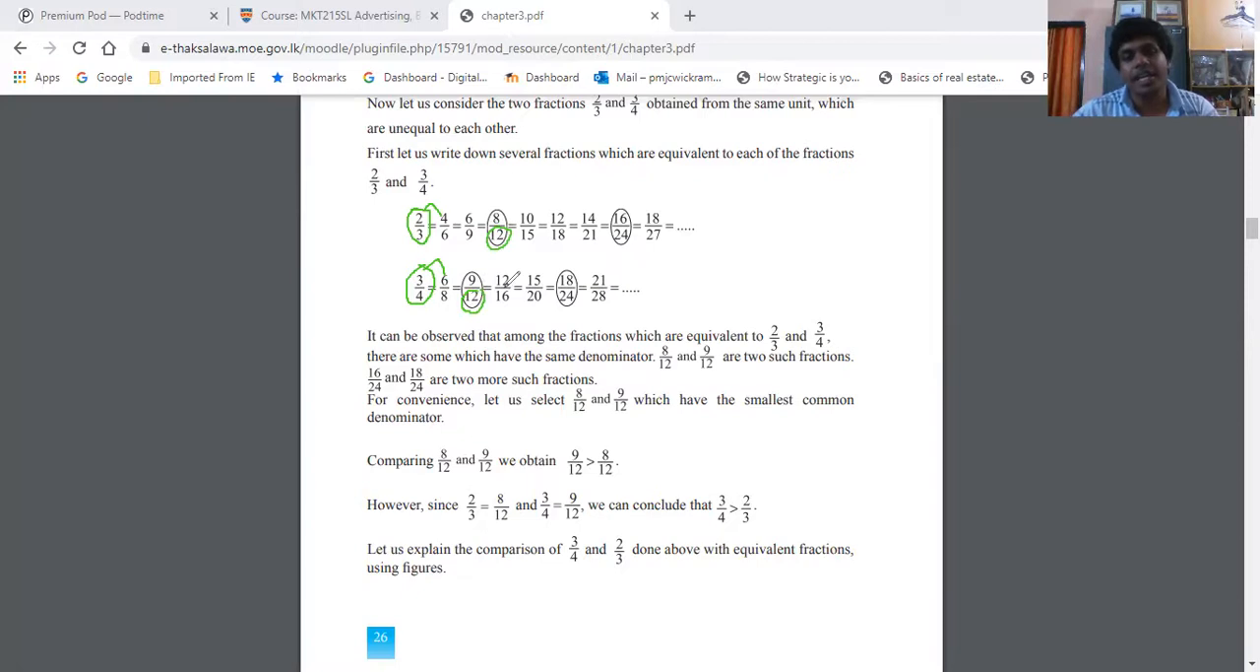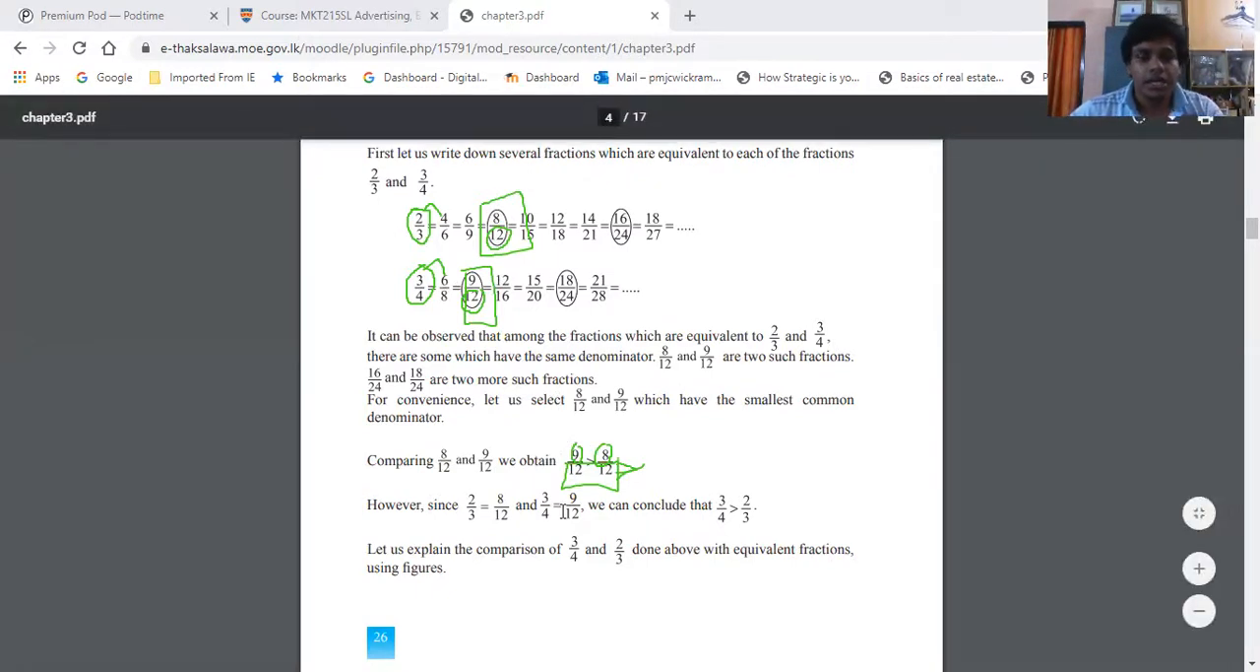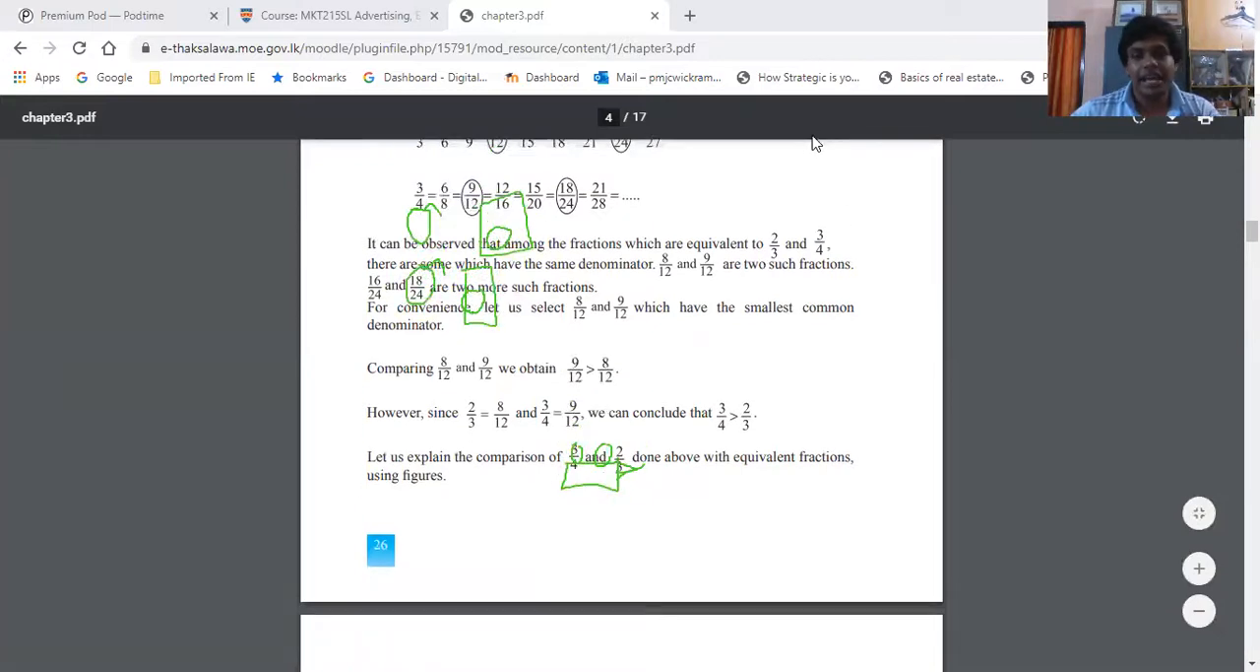Take the least common denominator. After you find the fractions with the least common denominator, take those two fractions. 9 is always larger than 8, and the common denominator stays constant, so you don't need to check on it. You will have to check only on 9 and 8. That's how that works. Hence 9/12 is greater than 8/12, which means 3/4 is greater than 2/3.